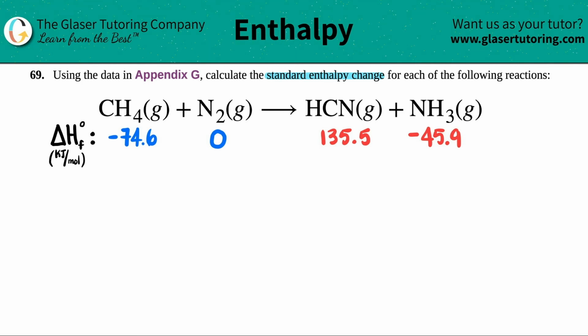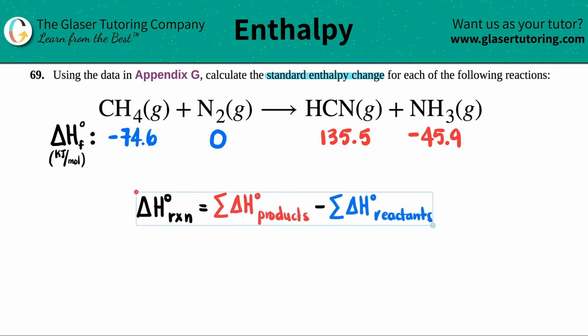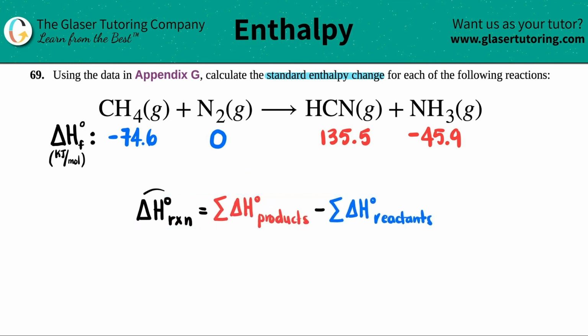So now since I have this, I'm ready to look at my formula, right? How do we find an enthalpy for a reaction? Well, it's pretty simple. It's this formula right here. The delta H for a whole reaction, Rxn is reaction, is just equal to the sum of all of the delta H's of the products minus the sum of all the delta H's of the reactants. So basically what I have to do is get one number for the products, one number for the reactants, and then subtract them.